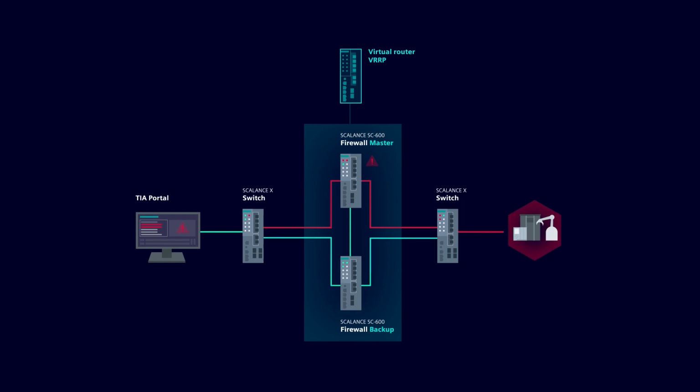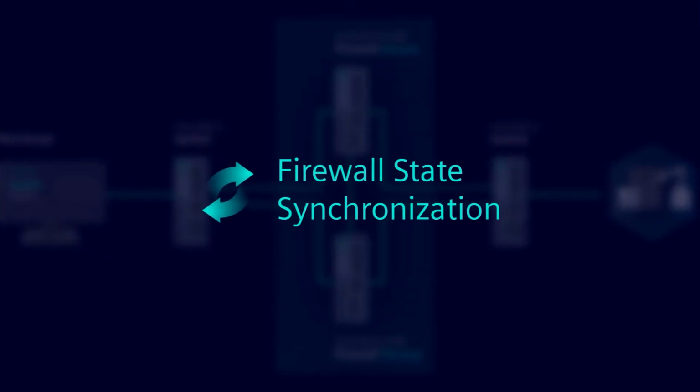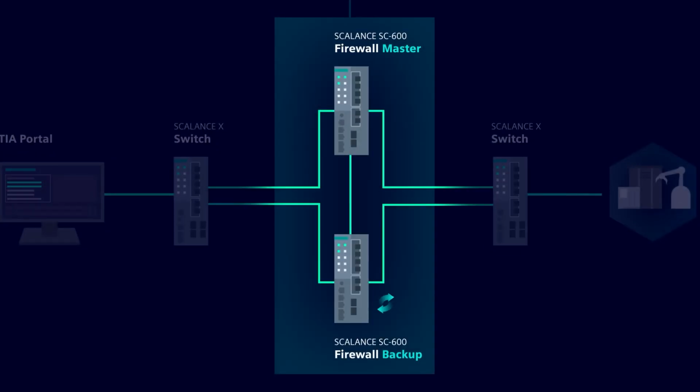However, communication to the lower-level automation cells is interrupted for a short time and must be re-established. This deficit can be solved with Firewall State Synchronization. With this technology, all active connections of the master are always transmitted to the backup router as well.